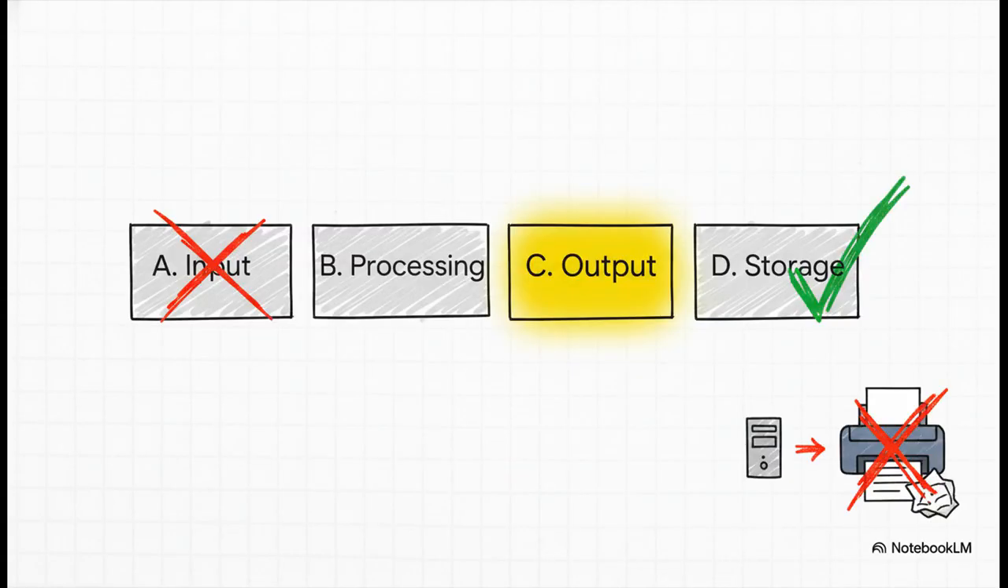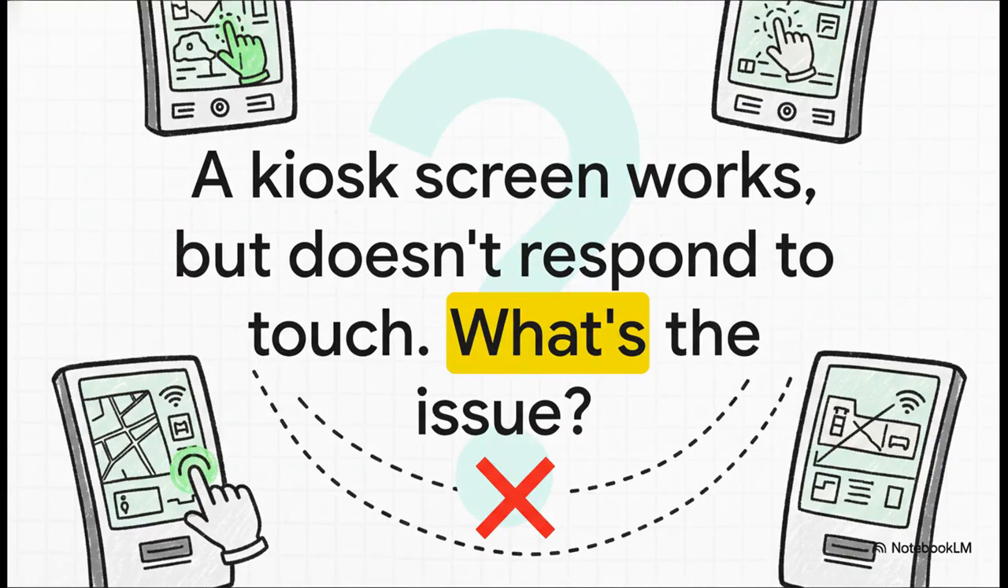If you said C, output, you absolutely nailed it. A printer's entire reason for existing is to be an output device. The computer already sent the data over, but the final delivery, that physical piece of paper, is failing. See how simple that becomes when you break it down? Okay, ready for round 2?